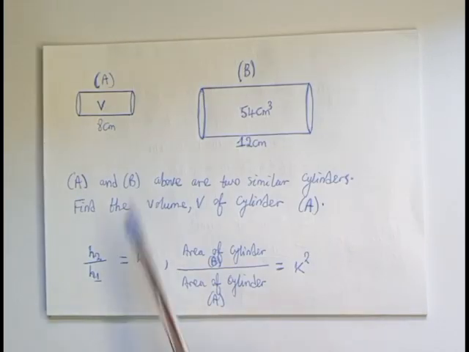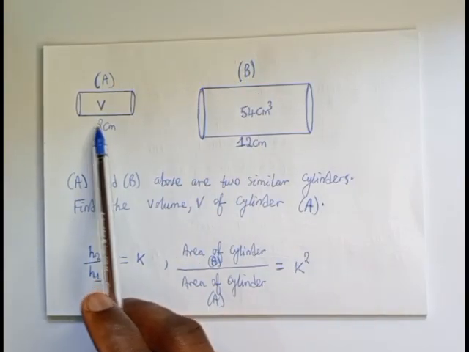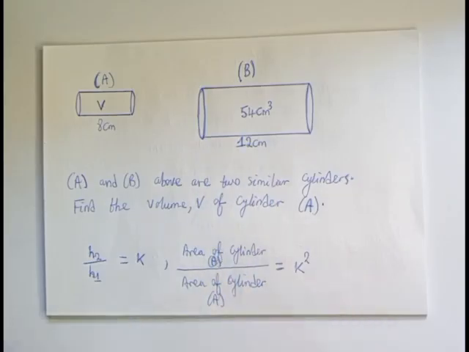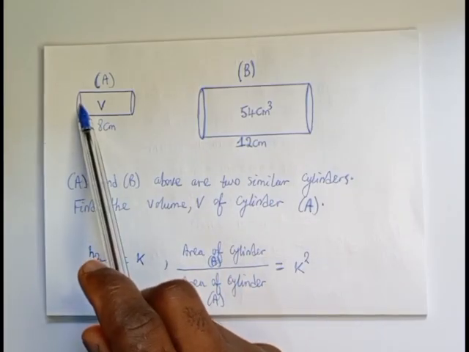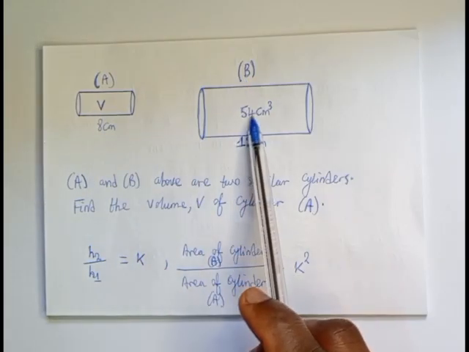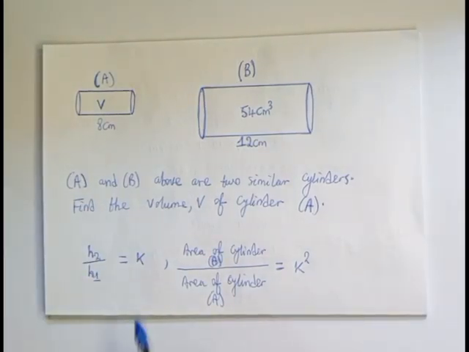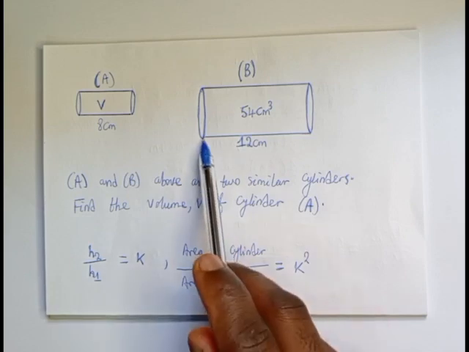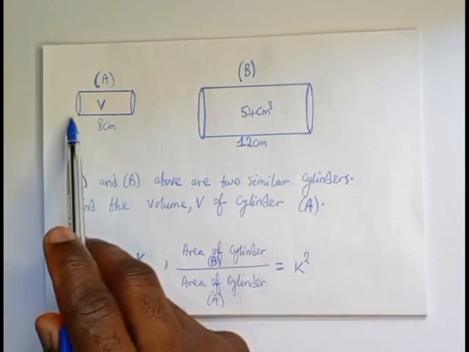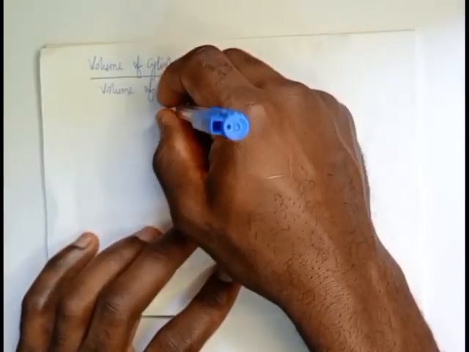Looking at the two cylinders A and B, their heights have been given. For A, the height is 8 centimeters. For B, the height is 12 centimeters. For A, the volume is V, which we are looking for, and for B, the volume is 54 centimeters cube. First, we need to start by looking for our k. So we are going to divide the height of cylinder B by the height of cylinder A.